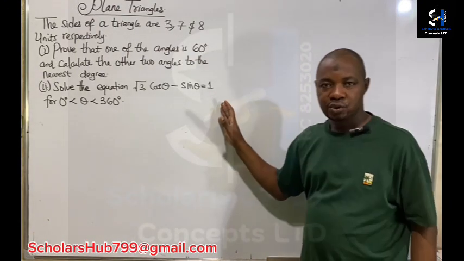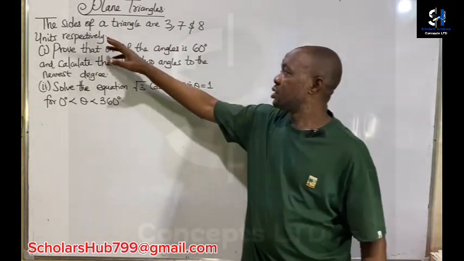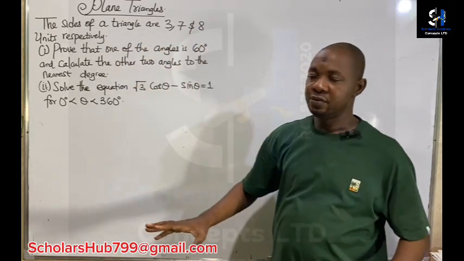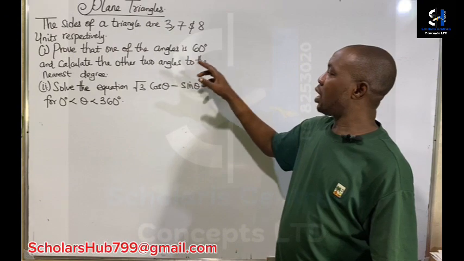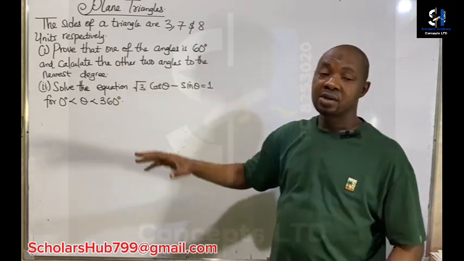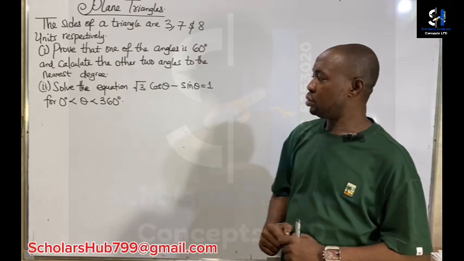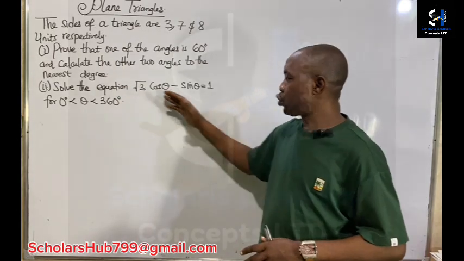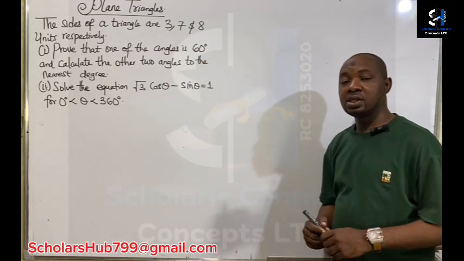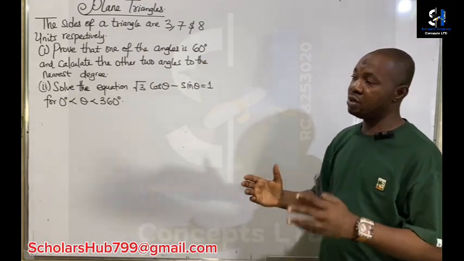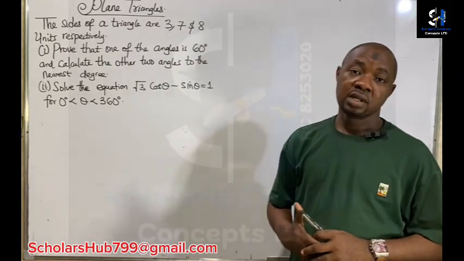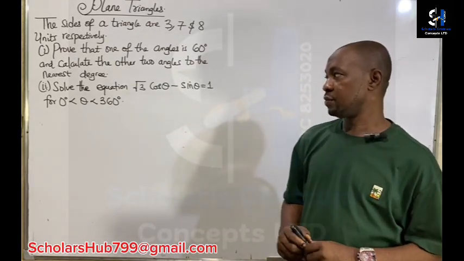So we have this question. The sides of a triangle are 3, 7, and 8 units respectively. Prove that one of the angles is 60 degrees and calculate the other two angles to the nearest degree. That's question 1. Roman numeral 2, we want to solve this equation for 0 degrees less than theta less than 360 degrees. That means the value of theta will fall within 0 degrees and 360 degrees.